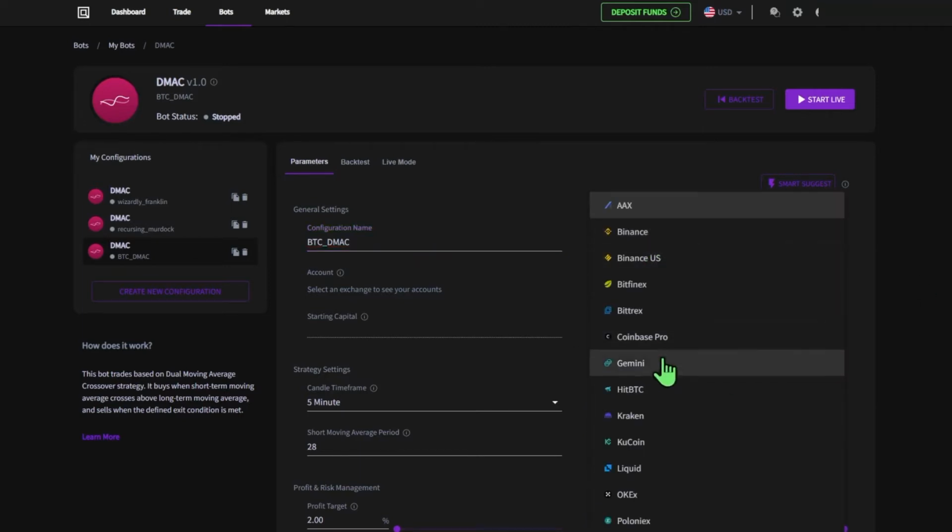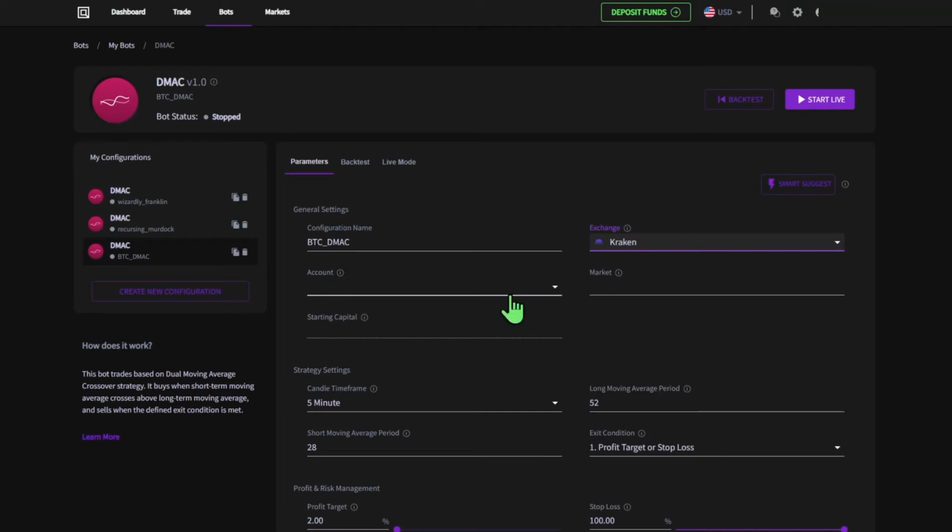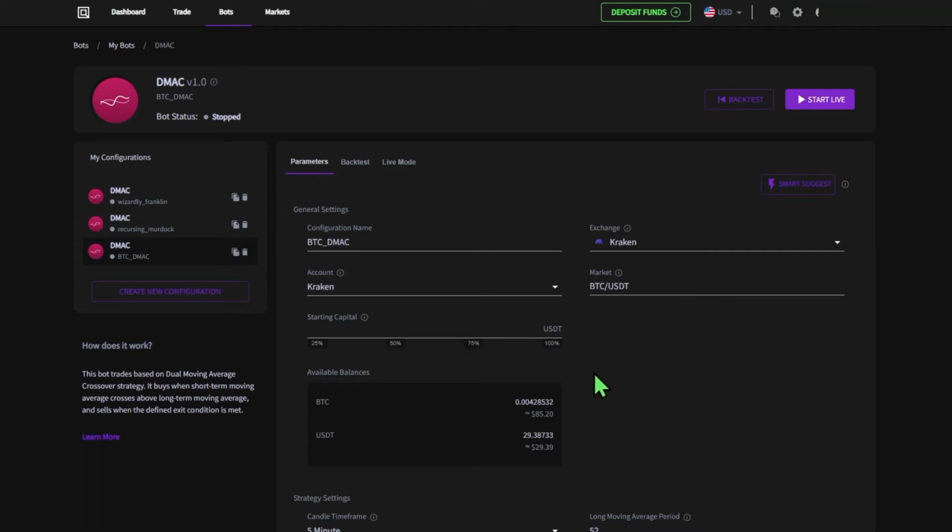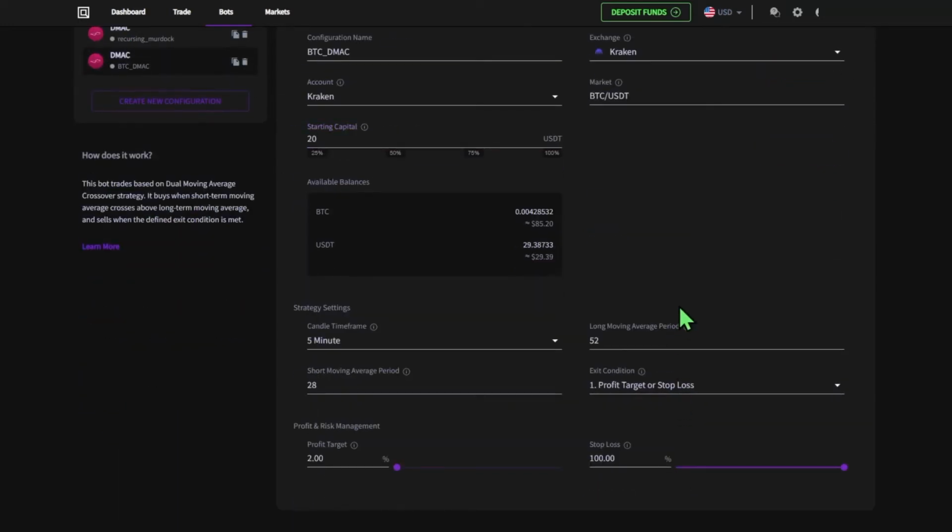You're going to select the exchange that you wish to use. I'm using Kraken, and then the account linked to that exchange, that's Kraken as well. Then you're going to select the market that you wish to trade, and we have here BTC USDT. From here, we're going to select the amount of capital that we wish to use for the strategy. For this video, we're just going to be using 20 USDT. Now, once you have that all figured out, let's go into the strategy settings.